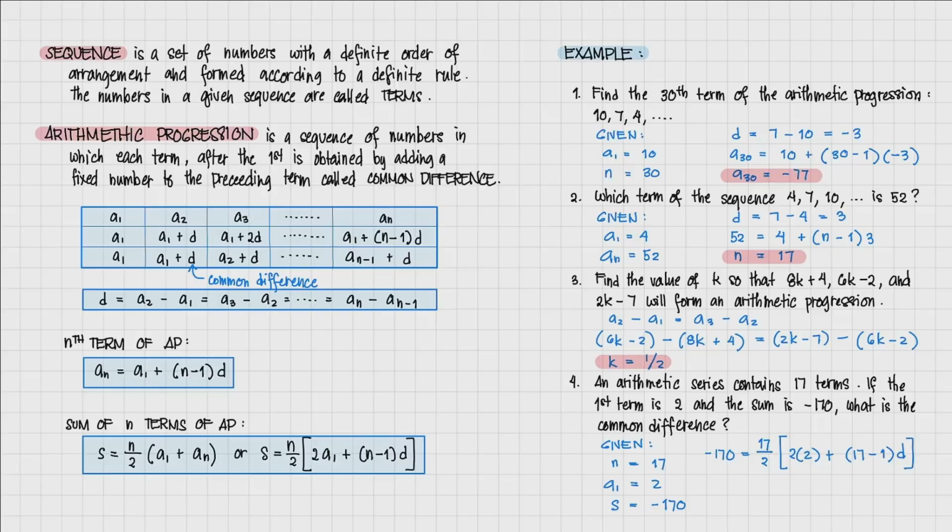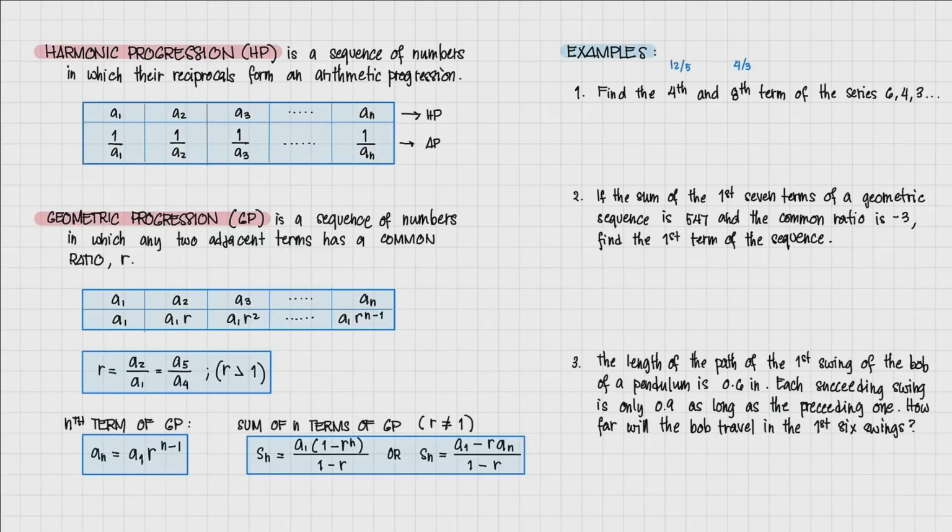So you get one equation, one unknown. You're just going to solve for D, and it will be negative 24 over 16. Or, simplifying that, negative 3 over 2. And that is the final answer for example number 4. Alright, now on to harmonic progressions and geometric progressions.